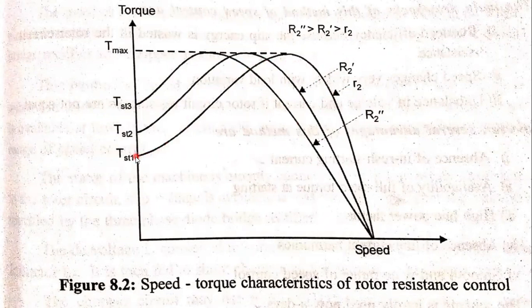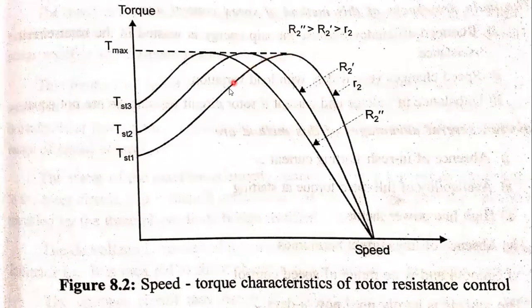So here, small R2 is called the actual rotor resistance of the slip ring induction motor. For this, the maximum torque remains constant even though you are changing the rotor resistance, but the starting torque is changing. Only this actual rotor resistance is connected in the rotor circuit.